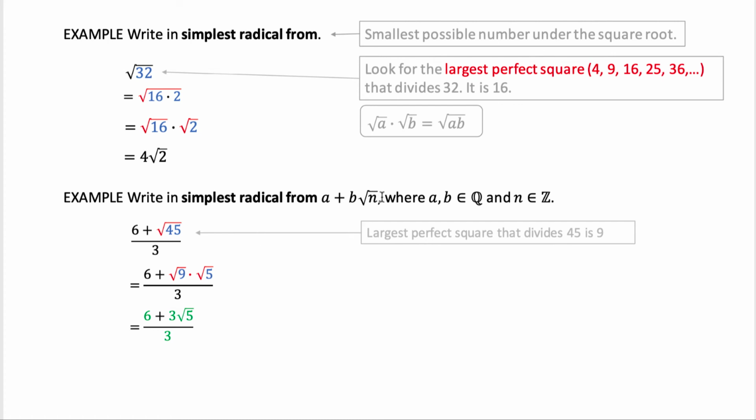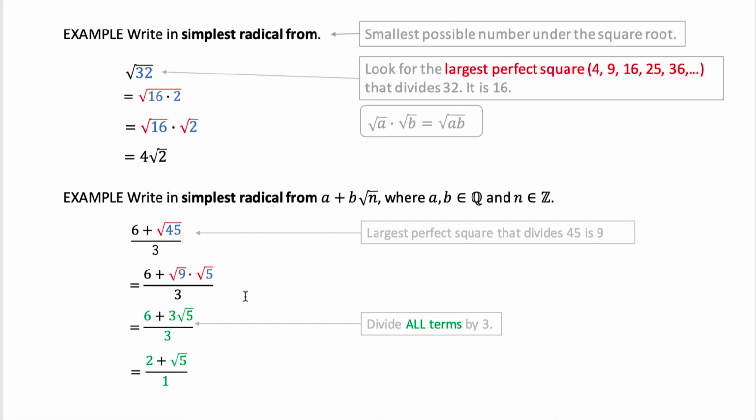Then we were supposed to express this as a number times a square root. And we don't have any denominators in here. We do have one in here, so we need to get rid of that. We can divide all the terms by 3. So we'll have 6 divided by 3, that's 2. 3 square root of 5 divided by 3, that's 1 square root of 5. And 3 divided by 3, that's 1.